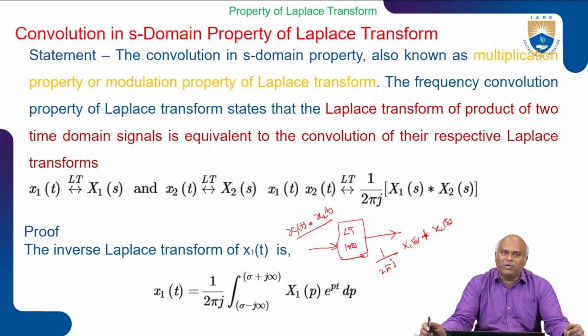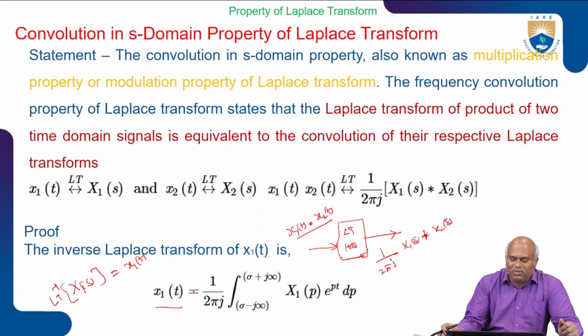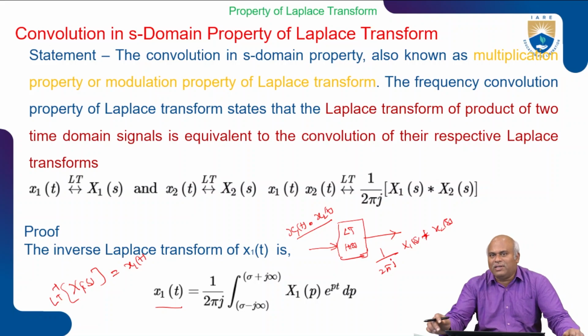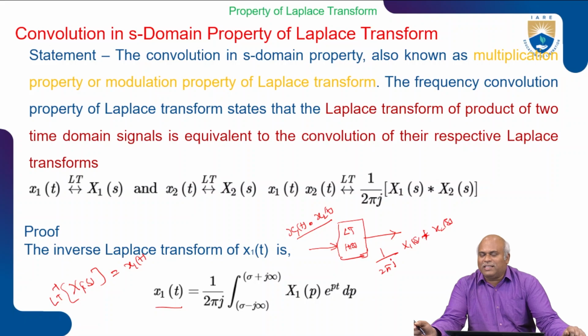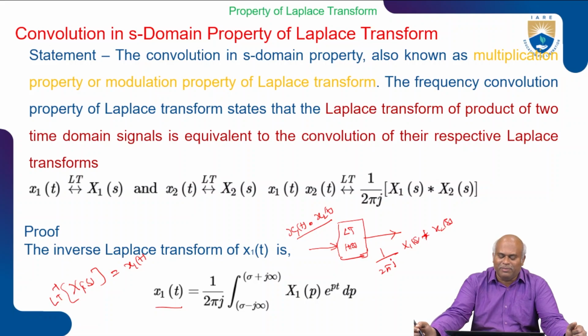Now we need to prove this statement. For this, I take the inverse Laplace transform. The inverse Laplace transform of X1 of s gives x1 of t, which is equal to 1 by 2 pi j times the integral from sigma minus j infinity to sigma plus j infinity of X1 of p e power pt dp.